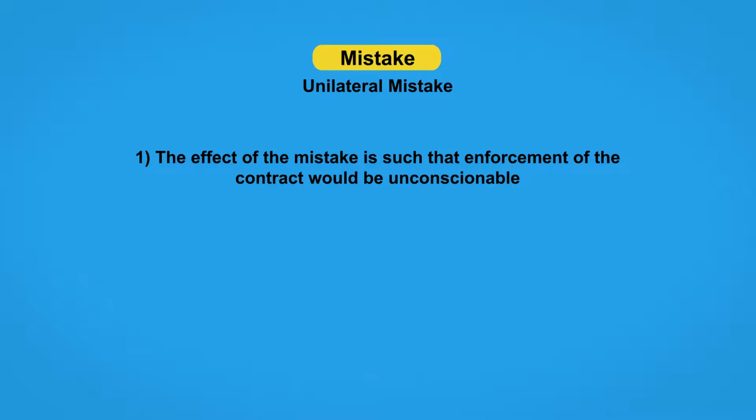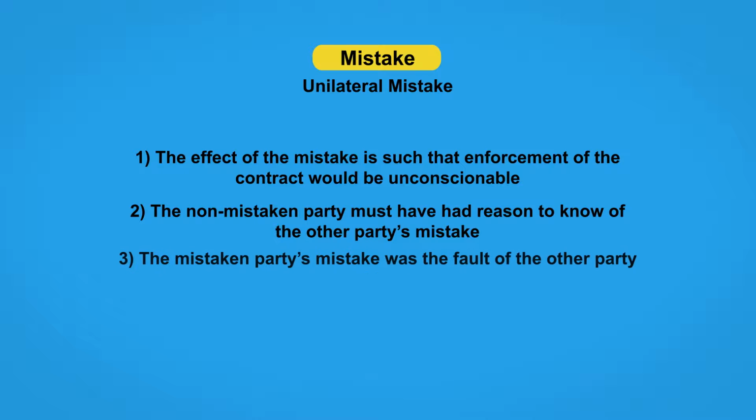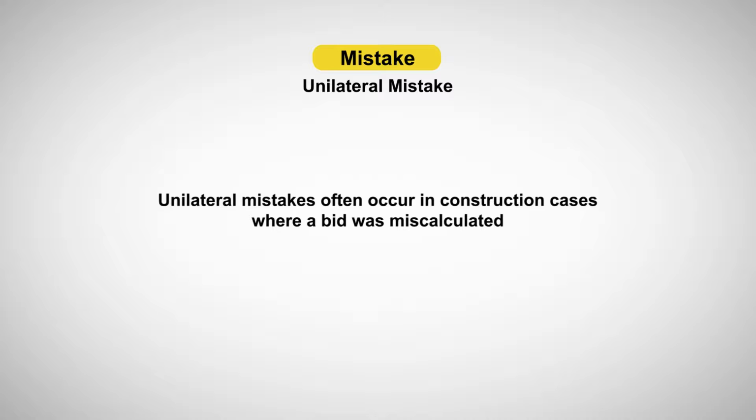The effect of the mistake is such that the enforcement of the contract would be unconscionable. 2. The non-mistaken party must have had a reason to know of the other party's mistake. Or 3. The mistaken party's mistake was the fault of the other party. Unilateral mistakes often occur in construction cases where a bid was miscalculated.